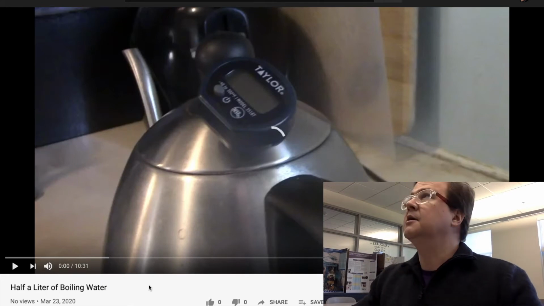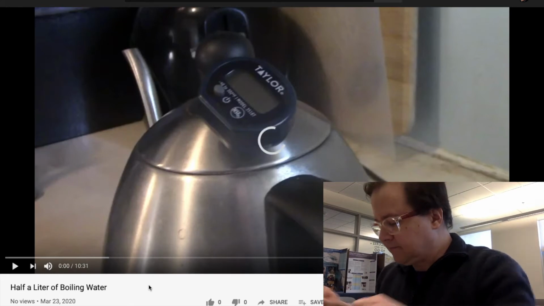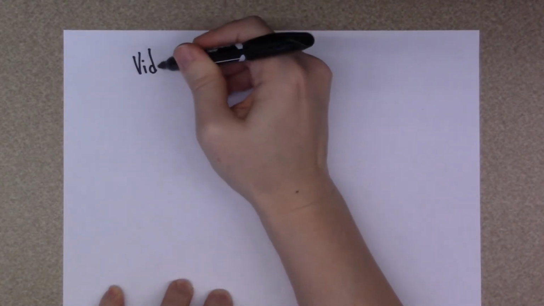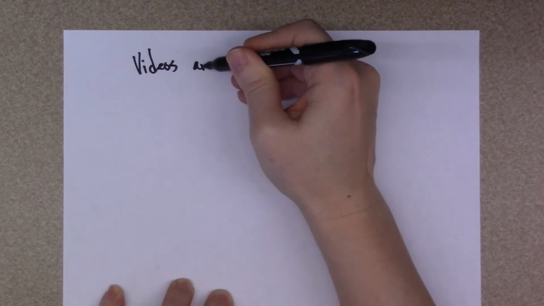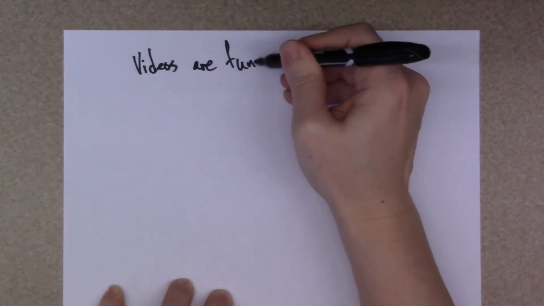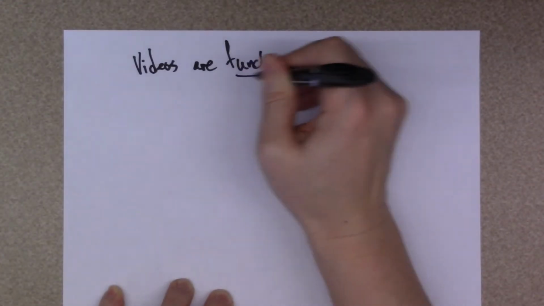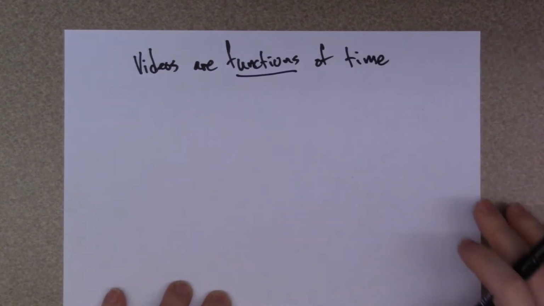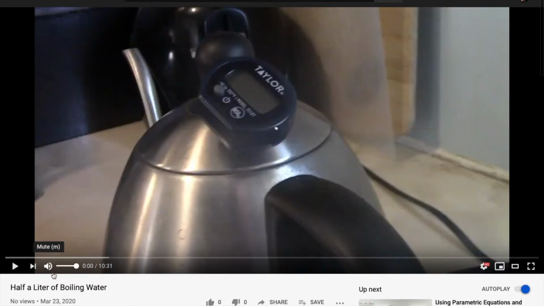So what I want to demonstrate is how to, with this video, but really with any video, extract a function of time. So videos are functions of time. And so when you are watching a YouTube video, you can see how the time signature is shown at the bottom.